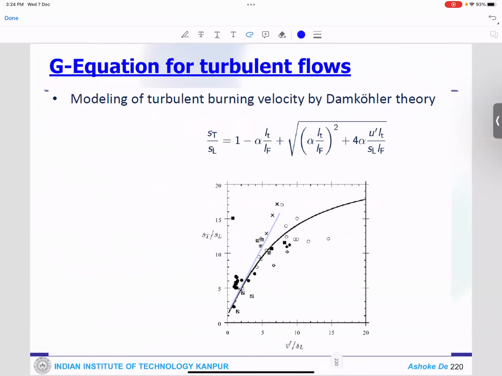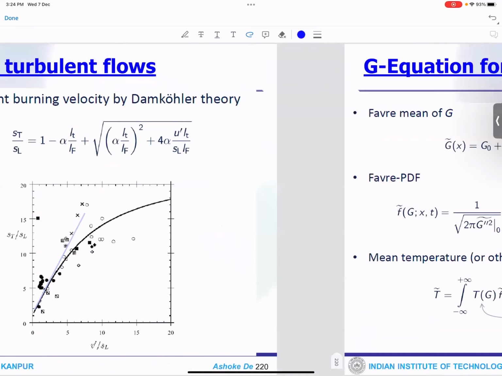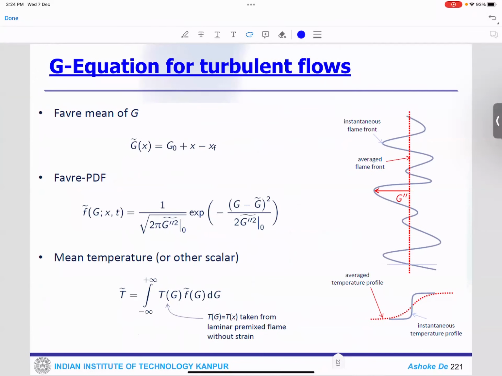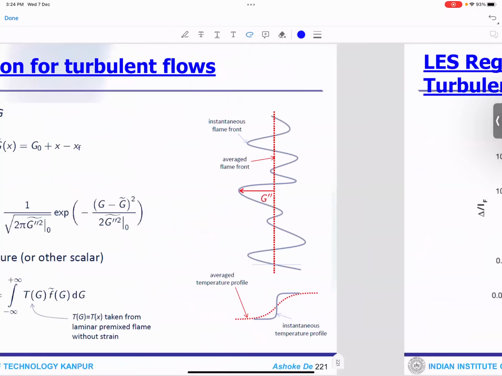This is some of the correlation for the turbulent burning velocity, and the graph shows how it varies. These are again correlation-based closures, but for a large section of flames this actually works quite well. So we can skip this portion.